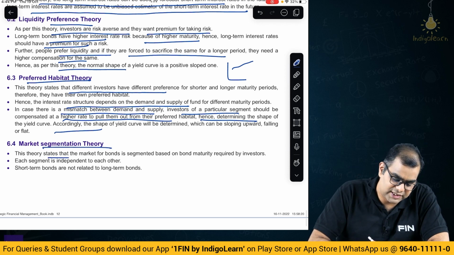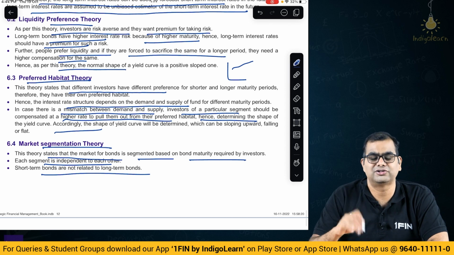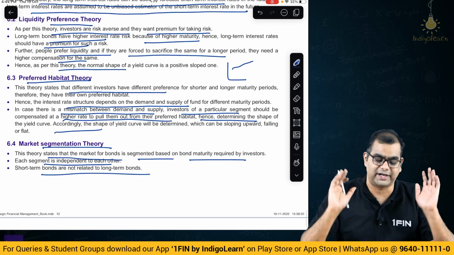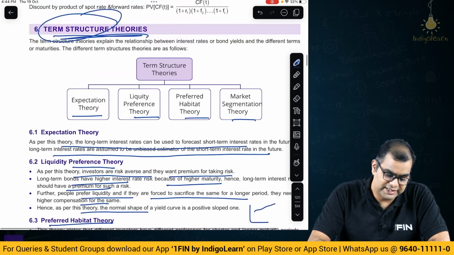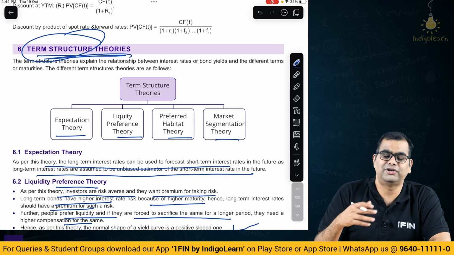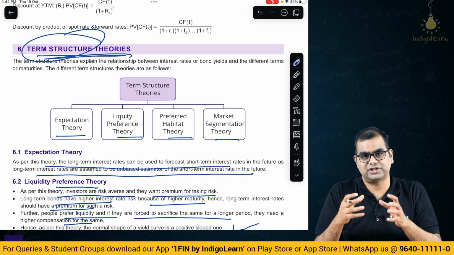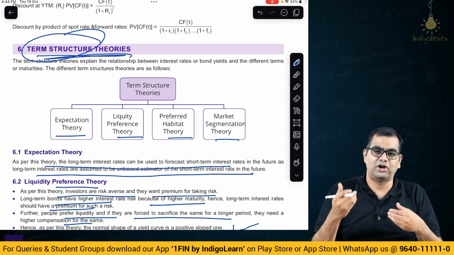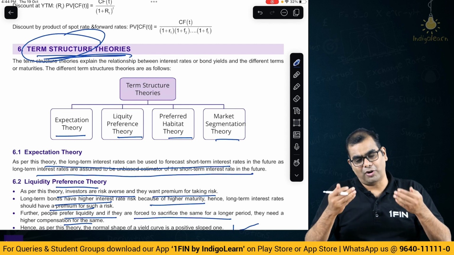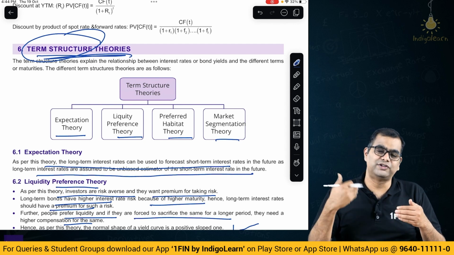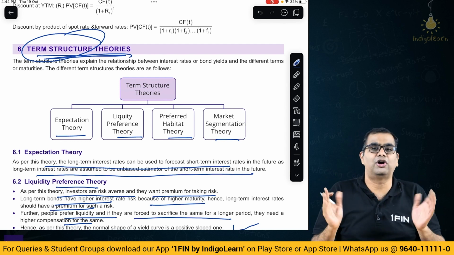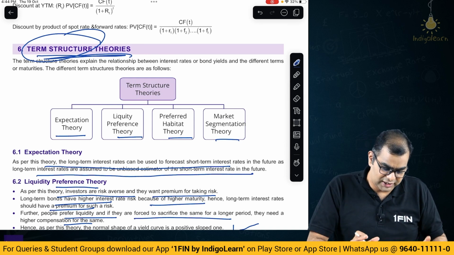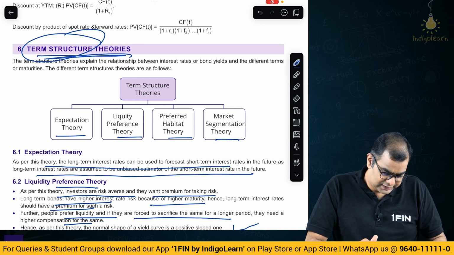Market segmentation theory. This theory states that the market for bonds is segmented based on maturity and each segment is independent of the other. Short-term bonds and long-term bonds are not related. So, this is another theory which says both of them are different kinds of setups. So, these are various theories which have been propounded, which try to explain to some extent how interest rates for short-term and long-term are determined, how spot rates influence forward rates, or whether they influence them at all or not.